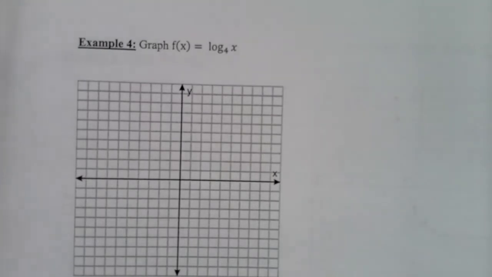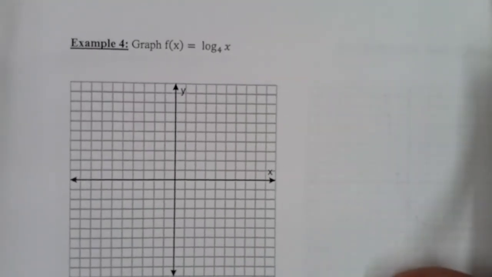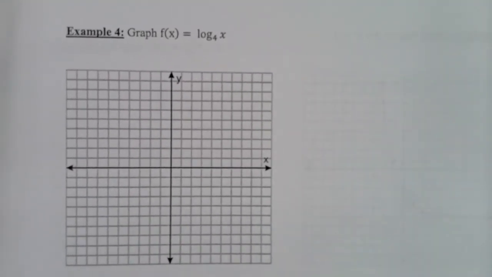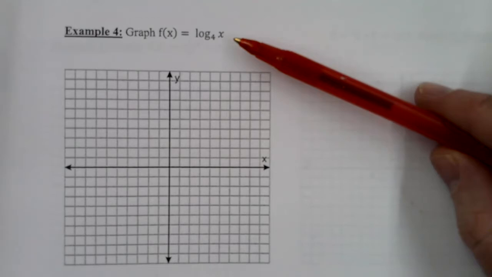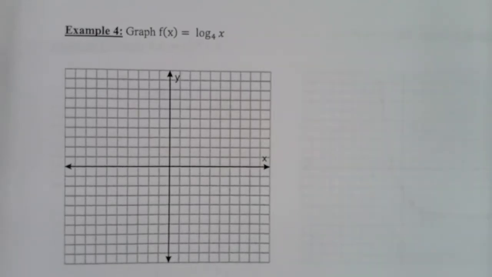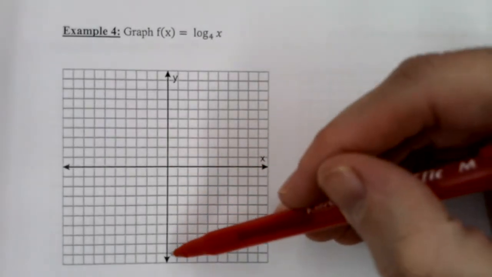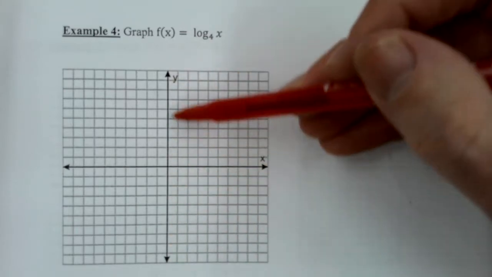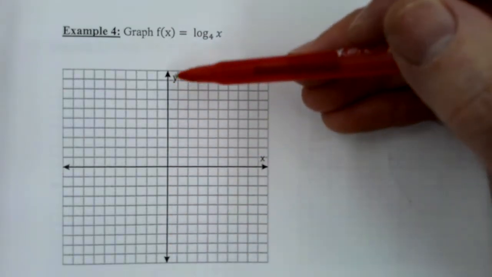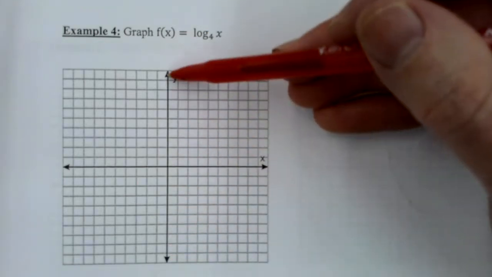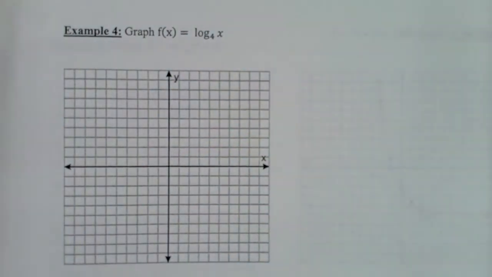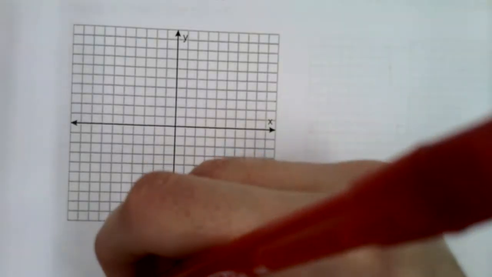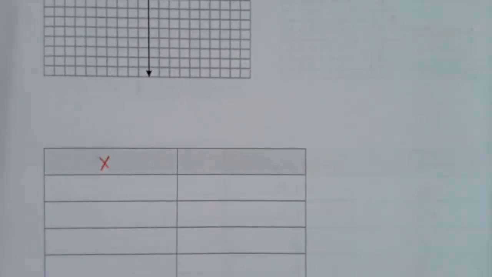All right, so here we go. Example 4, graph f of x equals log base 4 of x. Now, this is a logarithmic function, so it's going to have a vertical asymptote. If you're not shifting left or right, like this one's not, that means the asymptote is going to be at the y-axis. In other words, x equals 0. So I can tell you ahead of time, this is going to be the asymptote, the y-axis, or x equals 0. So I'm going to do x in my table.